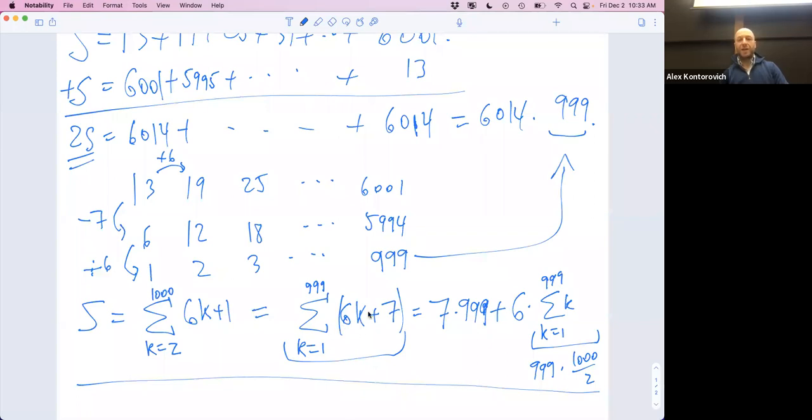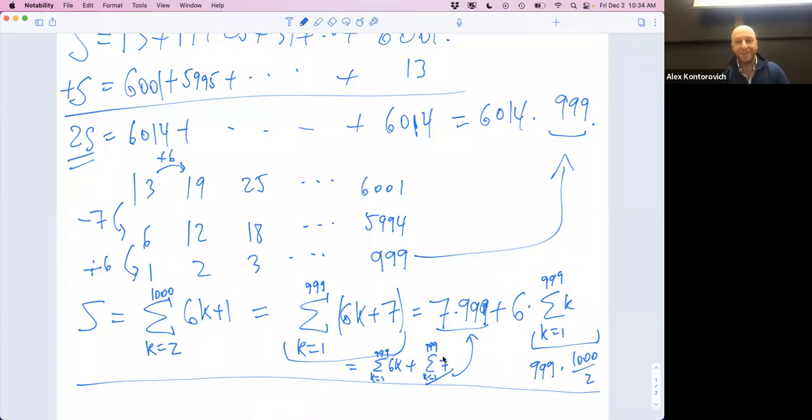Right. So the first thing is that if I'm adding 6k as k goes from 1 to 999, and I add 7 as k goes from 1 to 999, that's this. So I can break this as a sum of 6k plus a sum of just the number 7 as k goes from 1 to 999. Does that make sense? So then I'm adding that 7 to itself 999 times, so that this term is this. And then I have 6, but the 6 I can pull out. Does that make sense? Other questions?